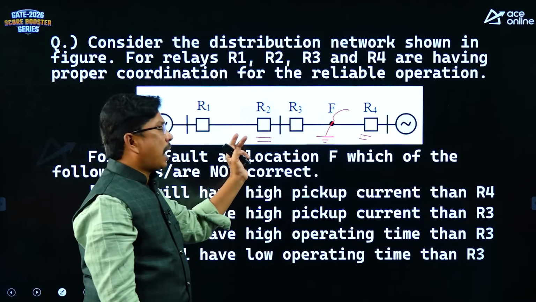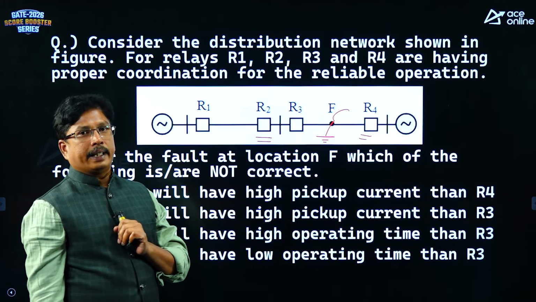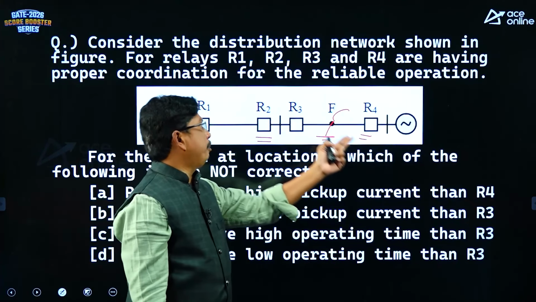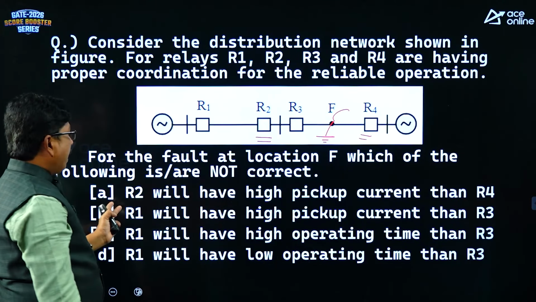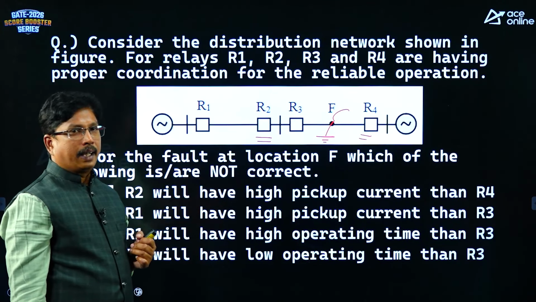Why? Because relay 2 has to sense the fault first, later on relay 4. Because relay 4 will be backup for relay 2. Got it? So the first statement, relay 2 will have high pickup current than that of relay 4, no, this is a wrong statement.